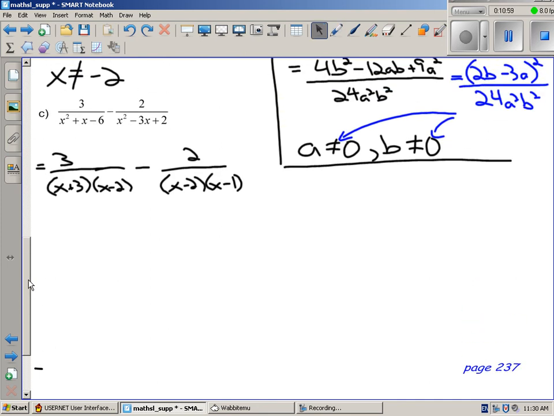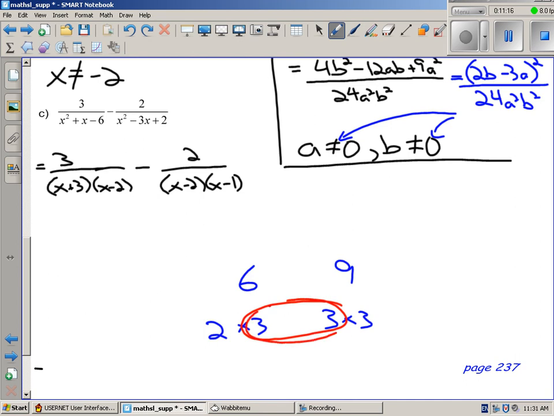Now, remember when we had the numbers 6 and 9. 6 was 2 times 3, 9 was 3 times 3. They shared a common factor. So we didn't have to go 2 times 3 times 3 times 3. We just had to find 2 times this shared common factor, times 3 again. That gave us an LCD of 18.